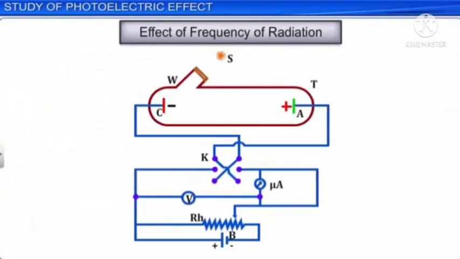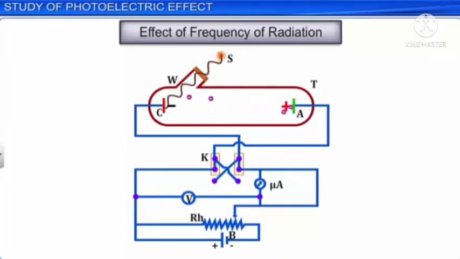Let us now study the effect of frequency of radiation on photoelectric current and on stopping potential simultaneously. When radiation of increasing frequencies of the same intensity is incident on the emitter, then the number of photons incident per second is the same, and hence the number of electrons emitted per second will also be the same.